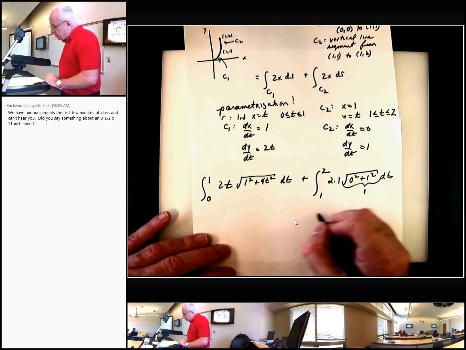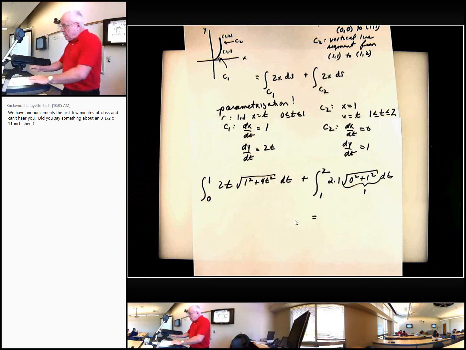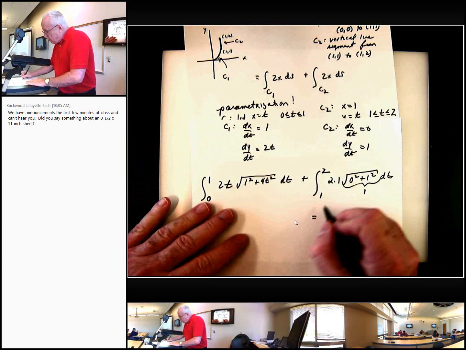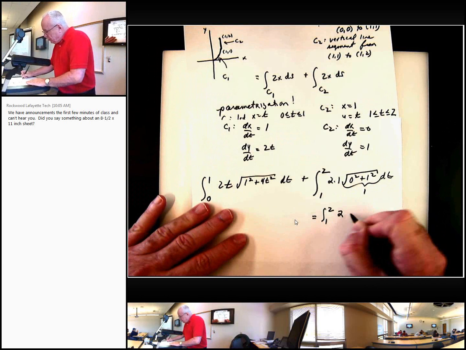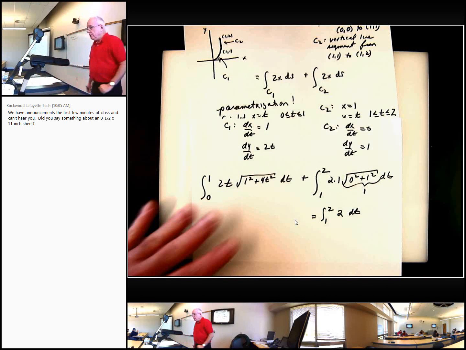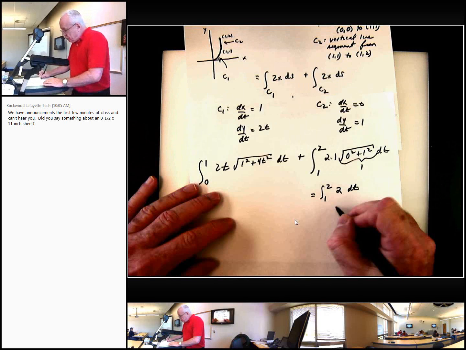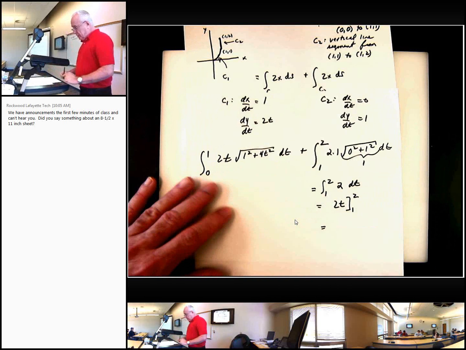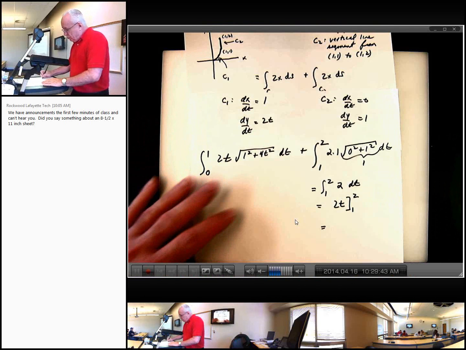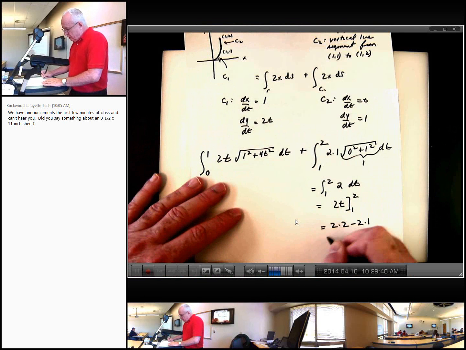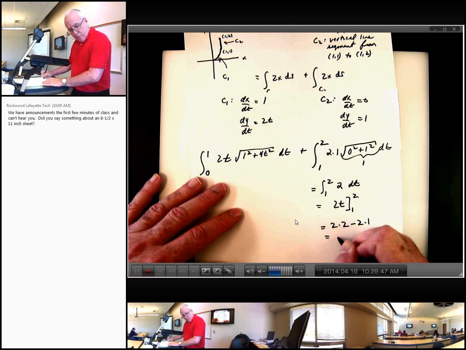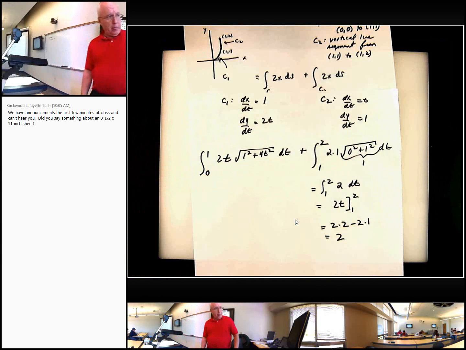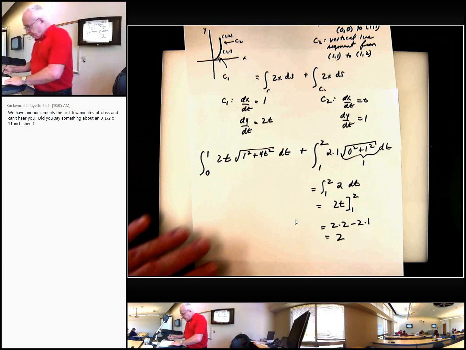In fact, why don't we just go on and do this one first. So we're integrating from 1 to 2 of 2 dt. So the antiderivative is 2t from 1 to 2. And so we have 2 times 2 minus 2 times 1, or 4 minus 2, which is 2. So that's that part of it.